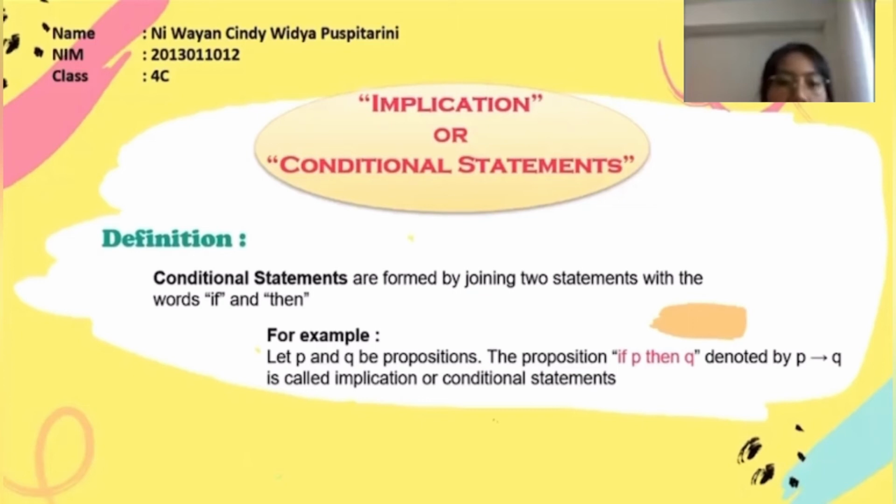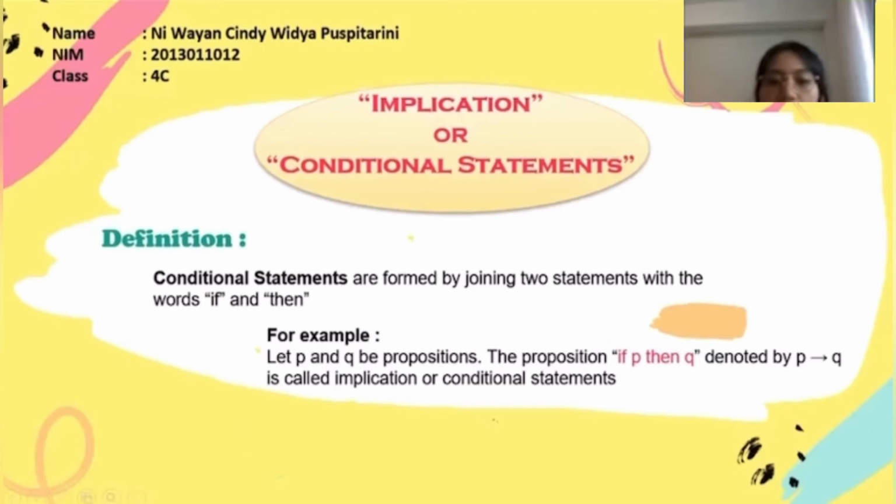For example, let P and Q be propositions. The proposition if P then Q, denoted by P implies Q, is called implication or conditional statement. We know that if P then Q is a conditional statement from the structure of the sentence. When the words if and then are in the sentence, that means the sentence is a conditional statement.